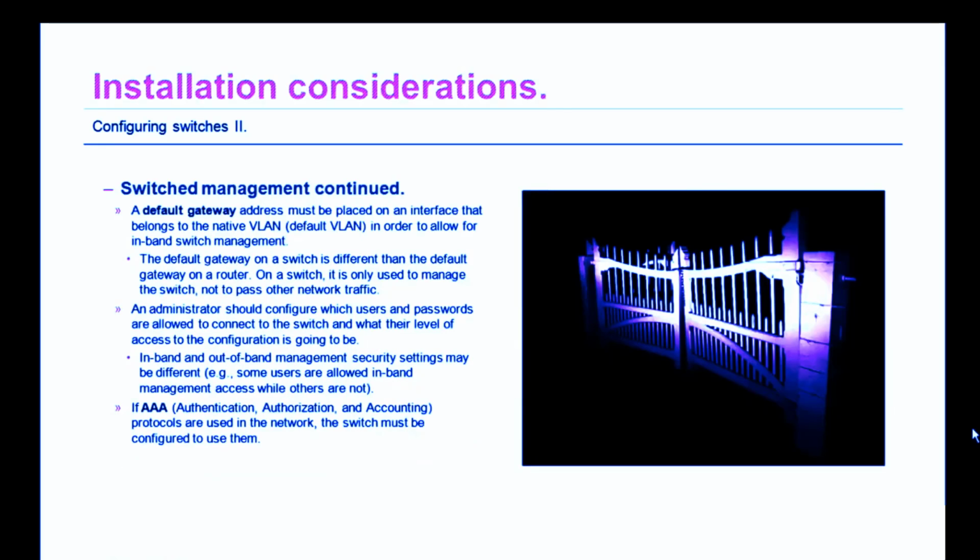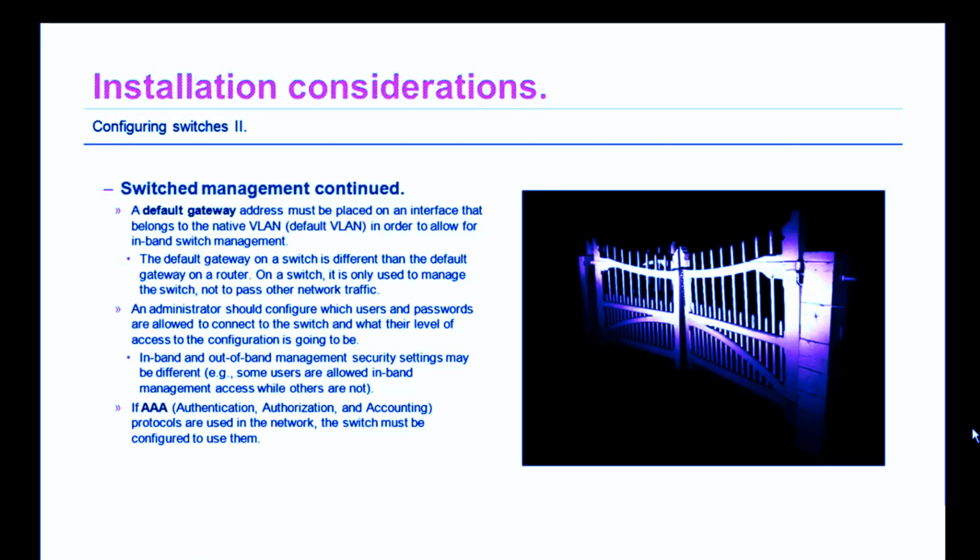If you determine that you're going to use in-band management, the next thing that you need to do is to establish a default gateway address. That default gateway address must be placed on an interface that belongs to the native VLAN, or the default virtual local area network. The default gateway on a switch is different than the default gateway on a router. On a switch, it is only used to manage the switch and not to pass other network traffic.